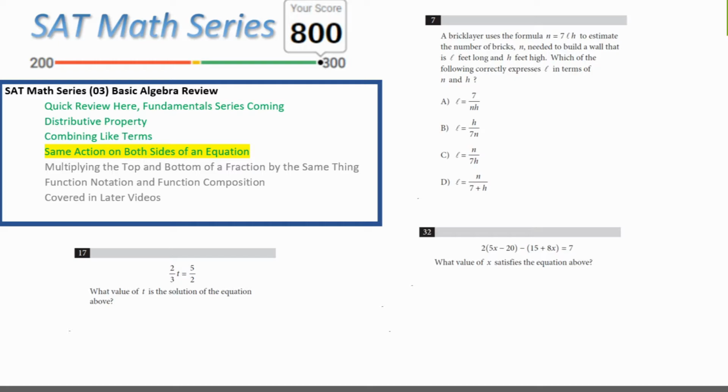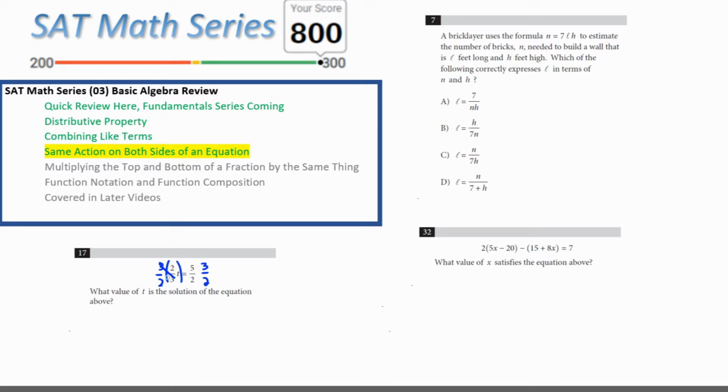Next, let's recall that you can do the same thing to both sides of an equation, and the equation will still hold true. For instance, this problem reads, what value of t is the solution of the equation above? And in this case, to get t by itself, we want to get rid of the 2/3 in front of it. You could do this in 2 steps, but you can also do it in 1 step by multiplying by the reciprocal of 2/3, which is 3/2. But you must also multiply the right-hand side of the equation by 3/2.